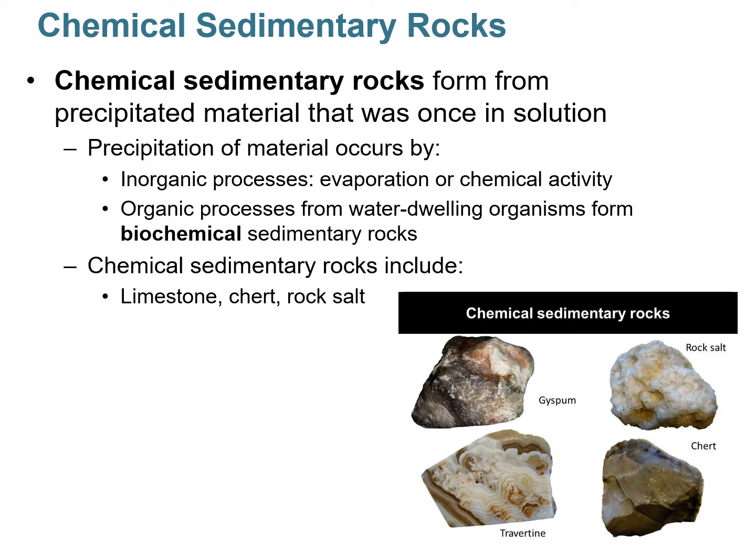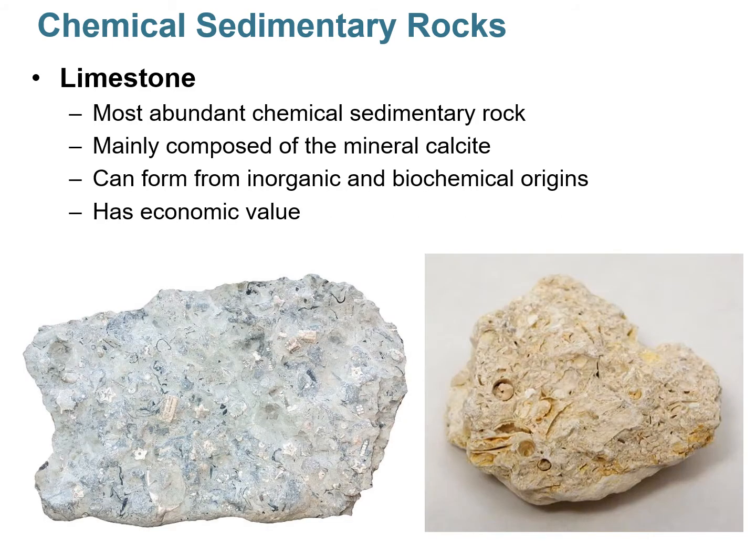Okay, so some of the common chemical sedimentary rocks are limestone, chert, and rock salt. Here's chert, this is rock salt, this is gypsum, and this is travertine. Limestone is the most abundant chemical sedimentary rock, and it's mainly composed of the mineral calcite.